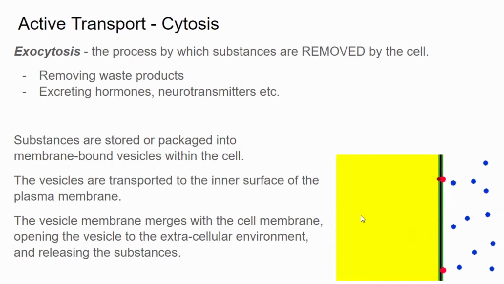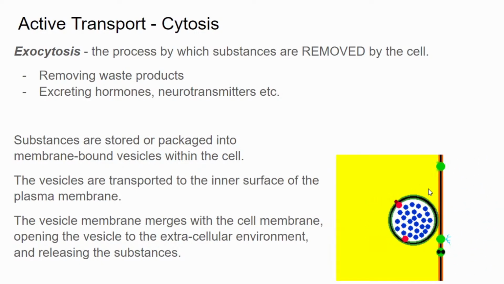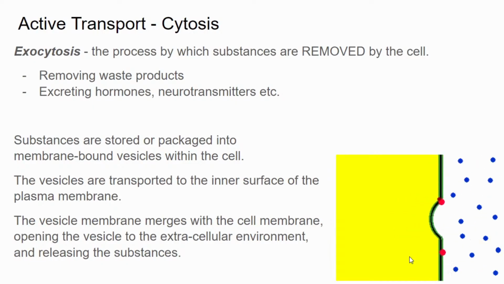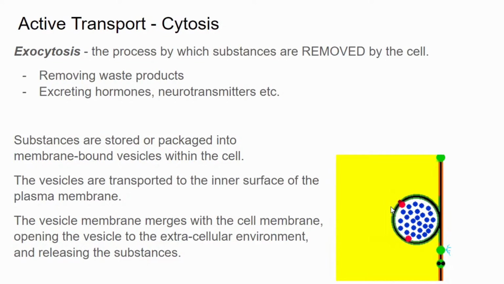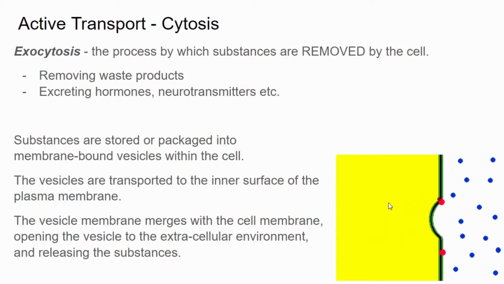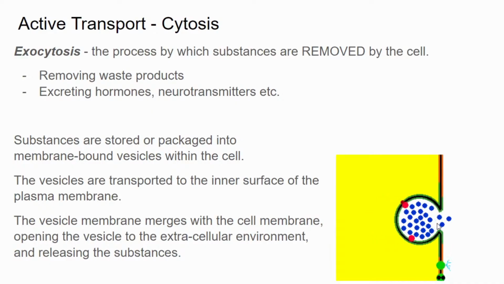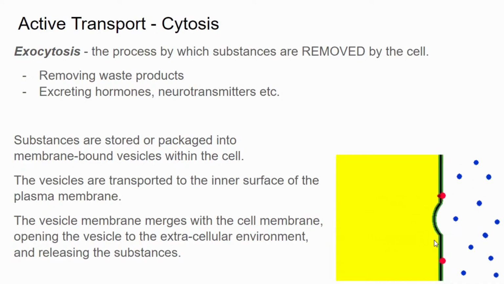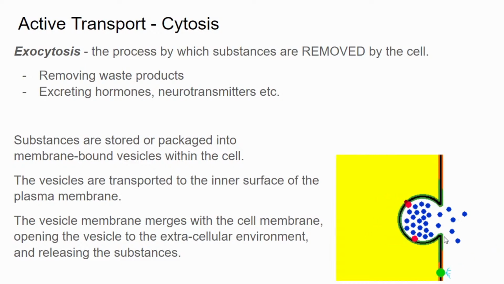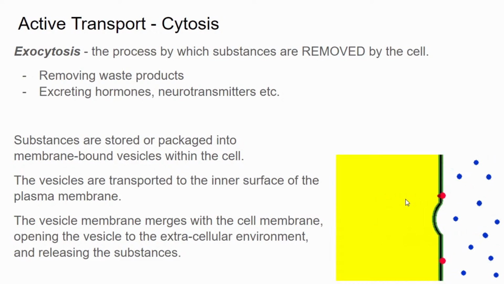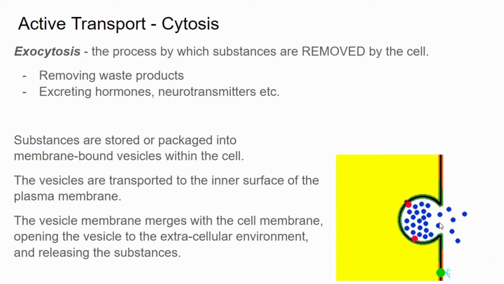Okay, so again, this vesicle has a membrane around it, a lipid bilayer, which is the same as the lipid bilayer on the outside of the cell. These vesicles are then transported to the inner surface of the plasma membrane. So they're targeted there and they move to the inner surface of the plasma membrane, where the membrane around the vesicle will merge or meld with the membrane on the outside of the cell, with the cell membrane. When the vesicle membrane merges with the plasma membrane, it opens the vesicle out to the extracellular environment.